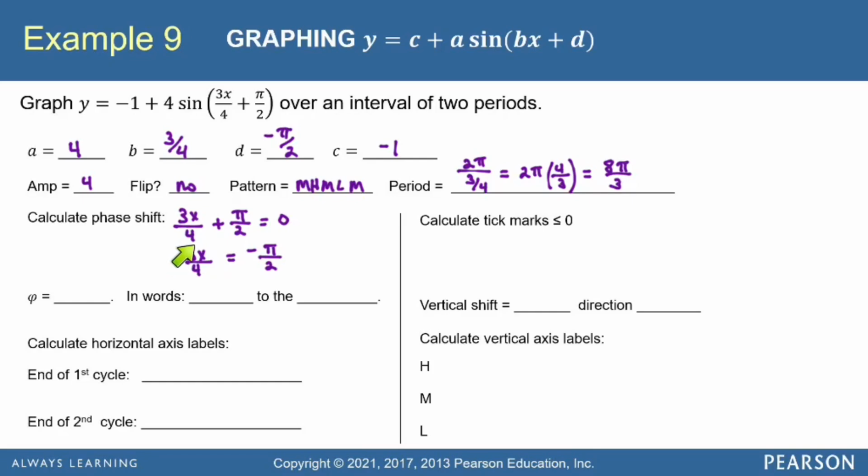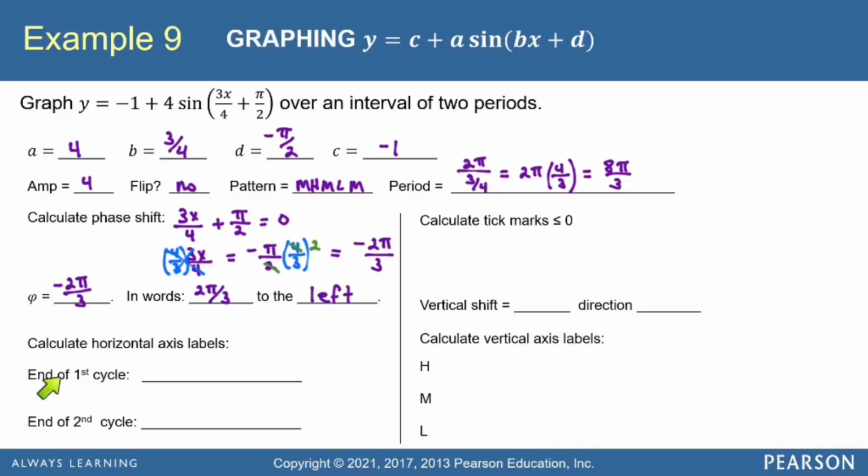And then we want to eliminate this coefficient of 3/4. So we'll multiply both sides by 4/3. That will cancel out the 4 and the 3 on the left side. And on the right side, the 4 in the top and the 2 in the bottom can be reduced so that it just leaves 2 in the top. And so we end up with x equal to negative 2 pi over 3. And that means that phi is negative 2 pi over 3. In words, that means our phase shift is 2 pi over 3 to the left.